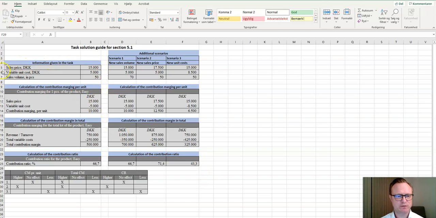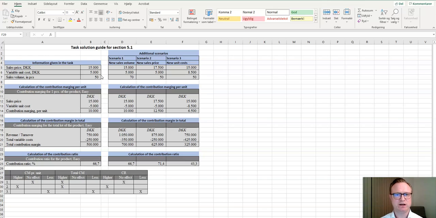In the first table here, we'll see the information given to us in the task. In this example, we use 15,000 Danish krones for the selling price, and we have variable unit costs, which is 5,000. And the sales volume in pieces or units is 50. So we are selling 50 units at a price of 15,000 each, and the cost related to selling the product is 5,000 for each product.